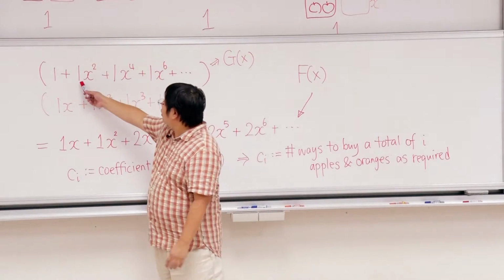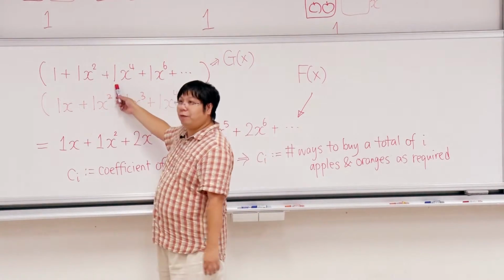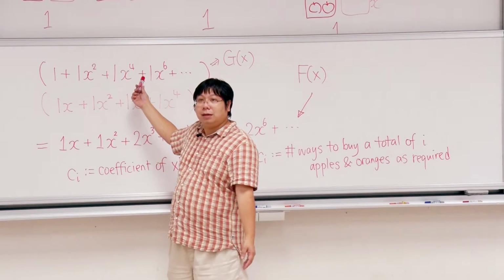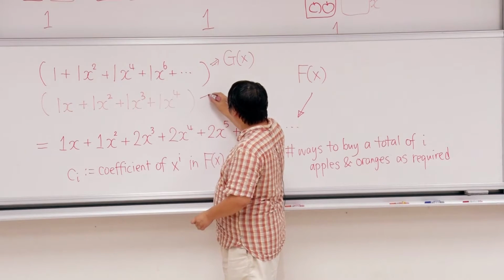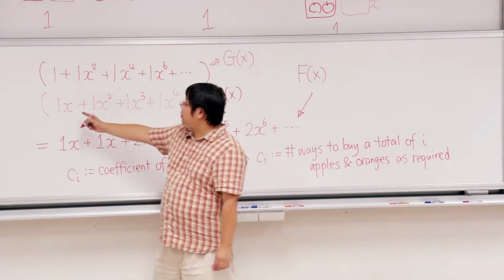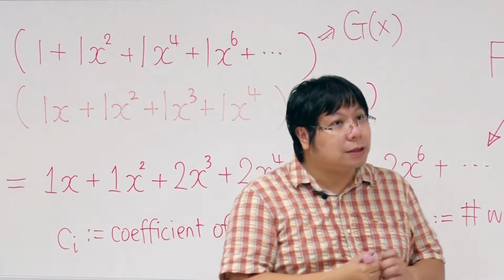The coefficient of x squared is the number of ways to pick 2 apples. The number of ways to pick 4 apples, one way. The number of ways to pick 6 apples. Is that okay? And this is another function, h(x). So it is the number of ways to pick oranges. Is that okay? So it is very handy.